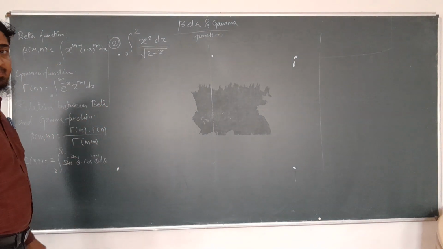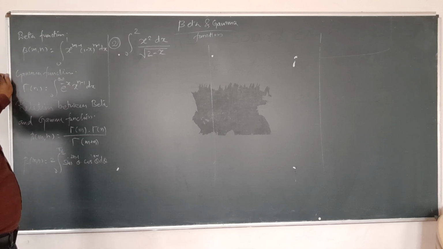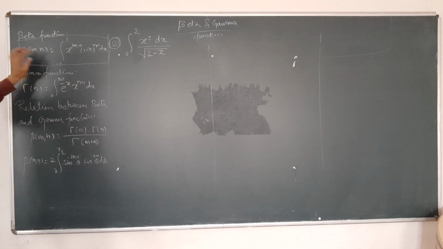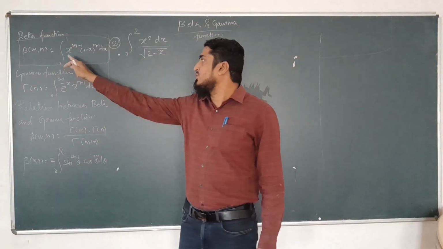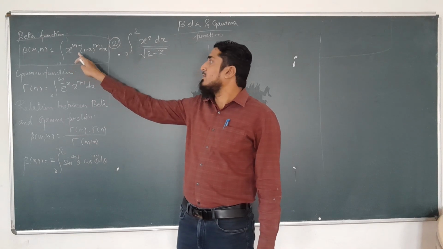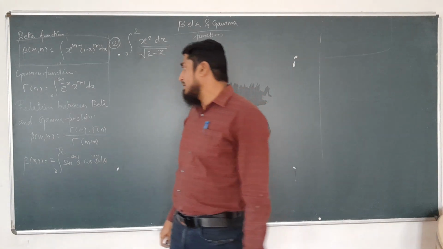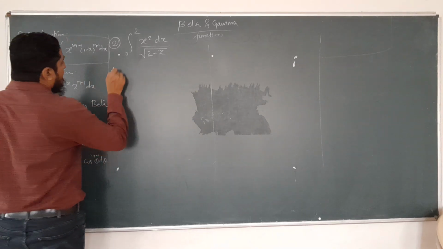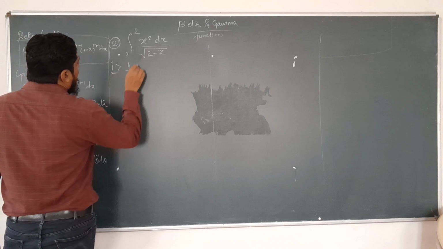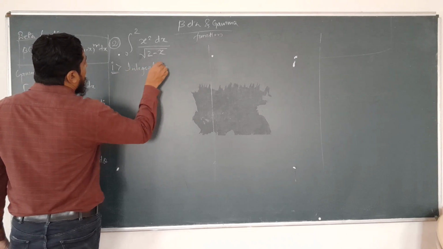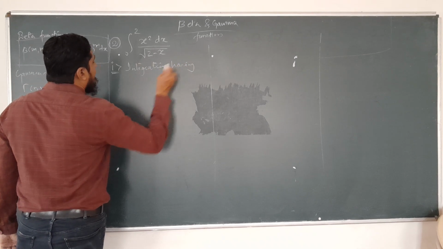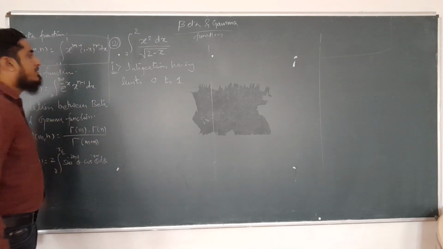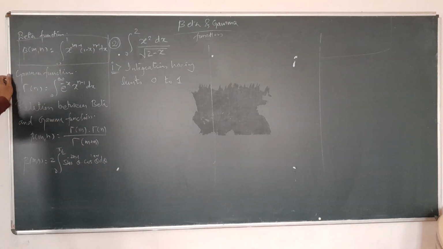So we know that the definition of the beta function is given as beta of m, n is equal to integration from 0 to 1, x raised to m minus 1, (1 minus x) raised to n minus 1. There are things which we observe in this definition. First is integration having limits 0 to 1. Correct?